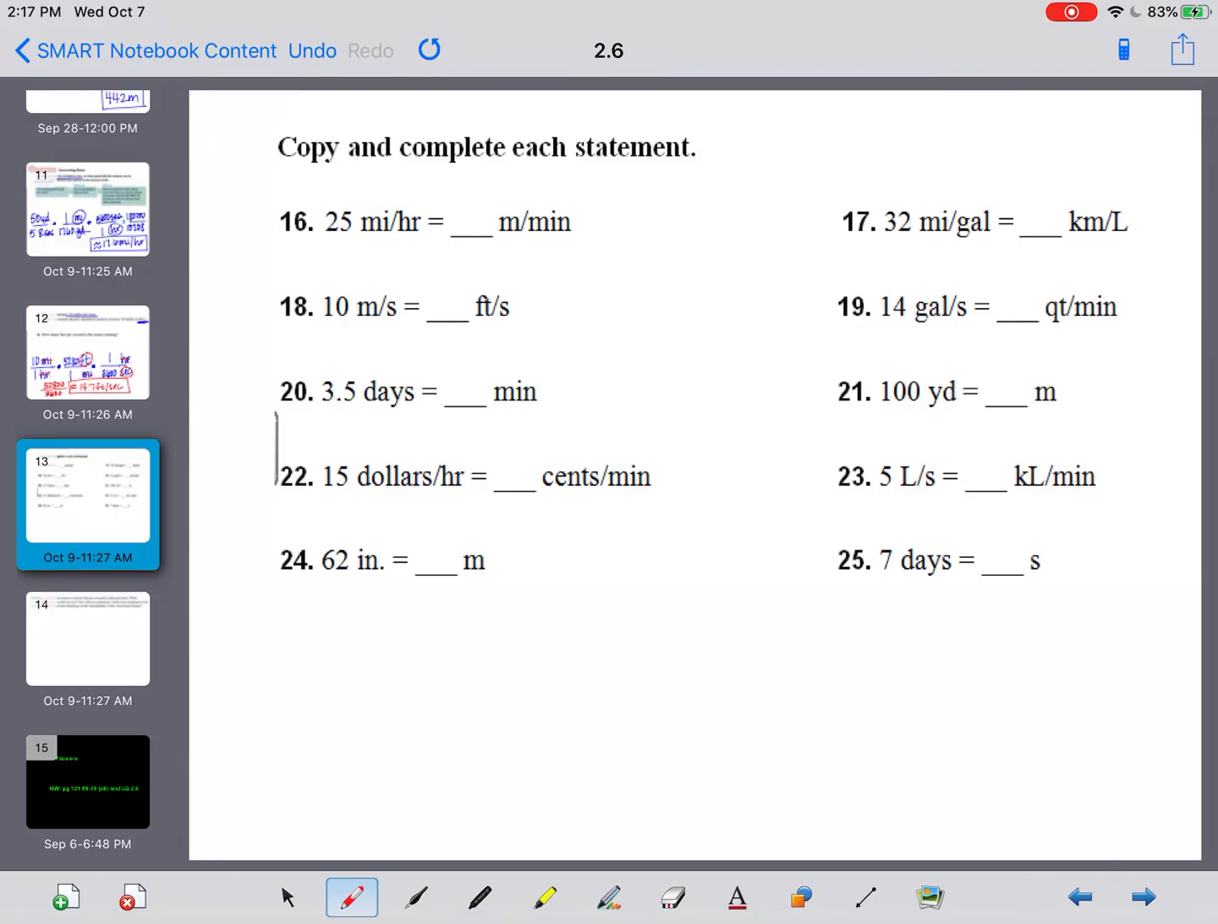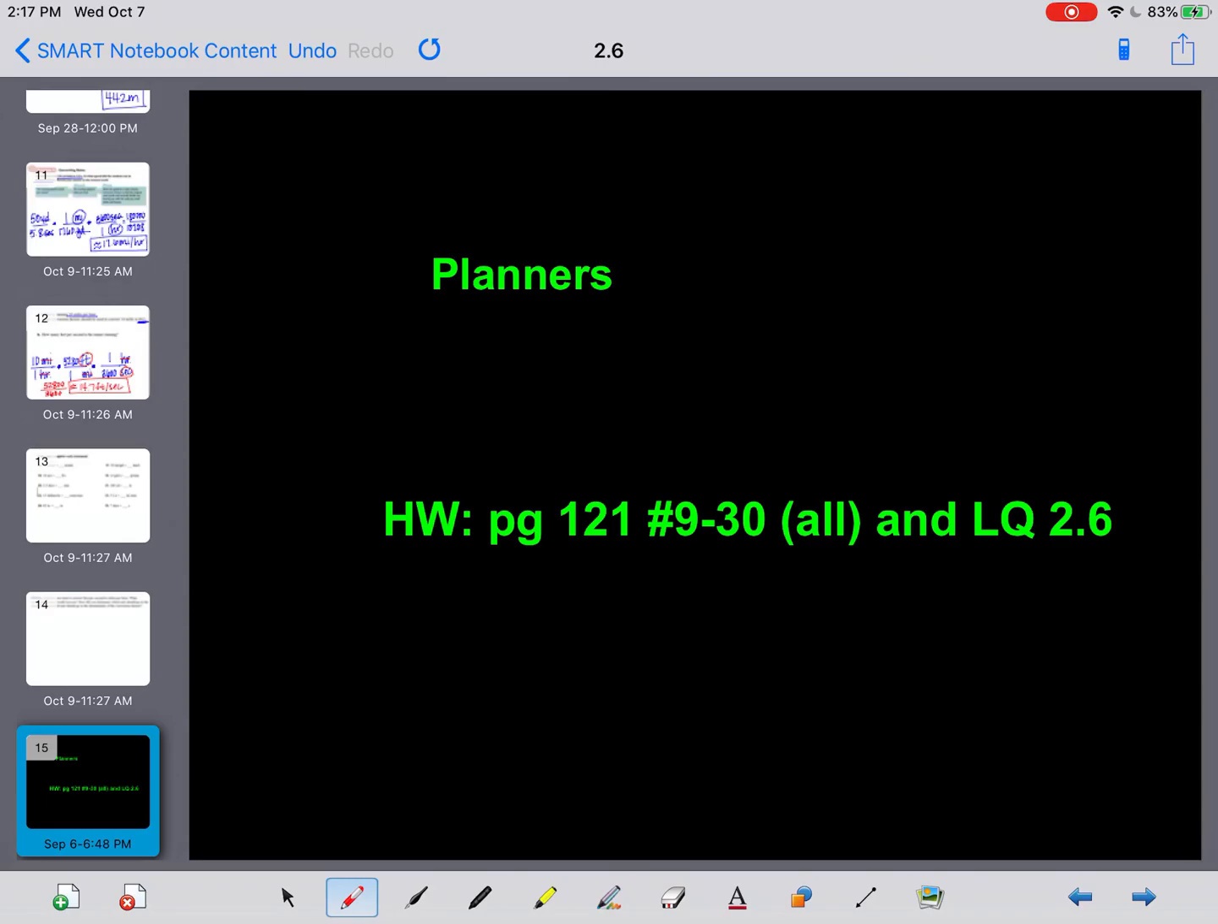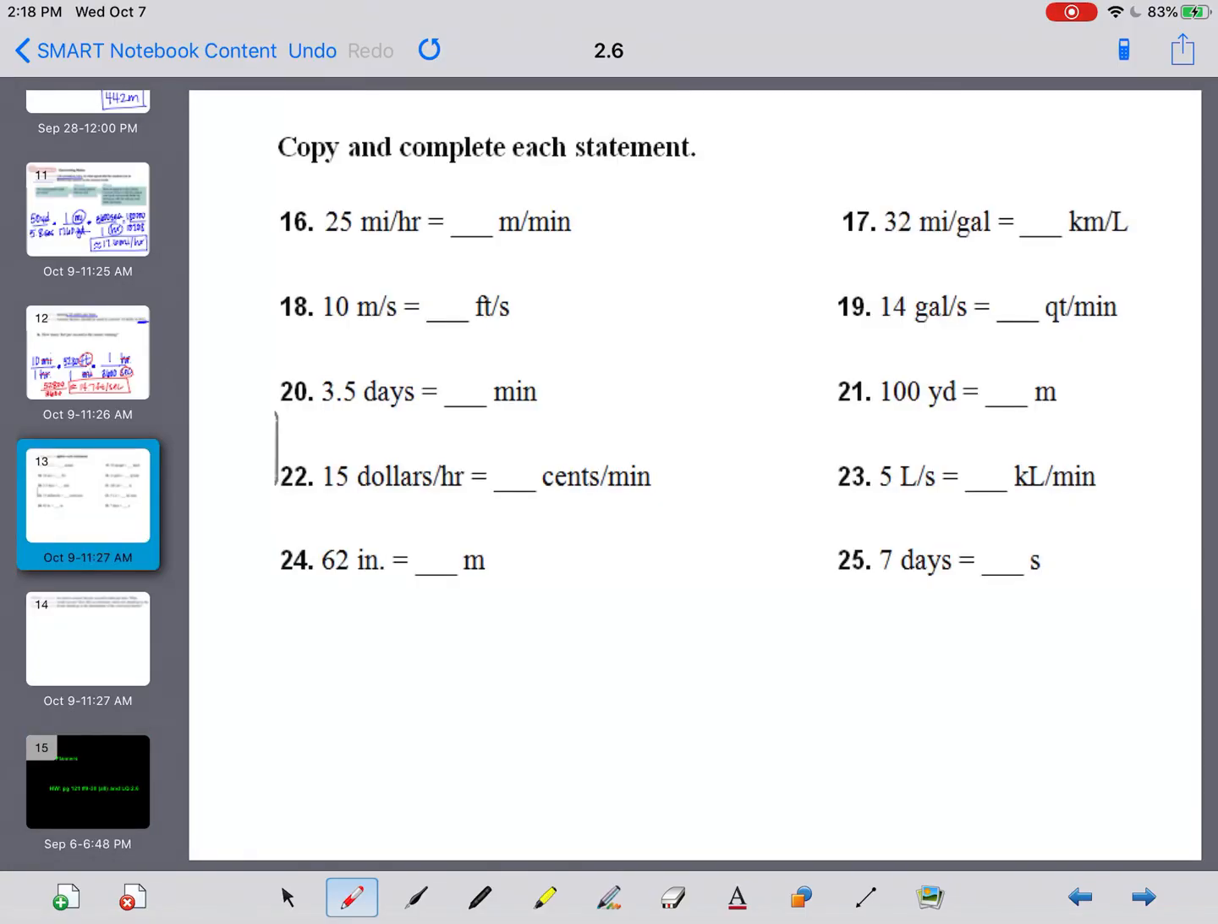All right, this last page I'm going to let you do on your own. If you want to come back, you can come check the answers, but I'm not going to do this one with you because this takes a long time. But make sure that you use your conversion sheet that you can find on Google Classroom. And then your assignment for tonight is on page 121, 9 through 30, all in the lesson quiz.